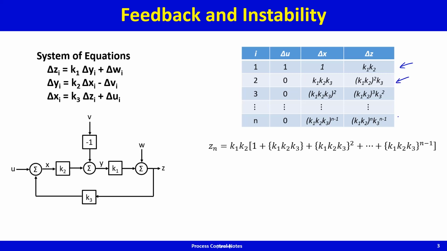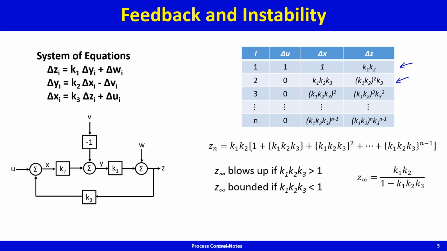And the sum of the n terms is going to be a geometric progression as shown there with ratio k1 k2 k3, and for n going to infinity, z blows up if k1 k2 k3 is greater than 1. It is bounded if k1 k2 k3 is less than 1, and this bounded value, that means if the series converges, is k1 k2 divided by 1 minus k1 k2 k3, and this is a very simple illustration of the possibility of instability due to feedback. Okay.